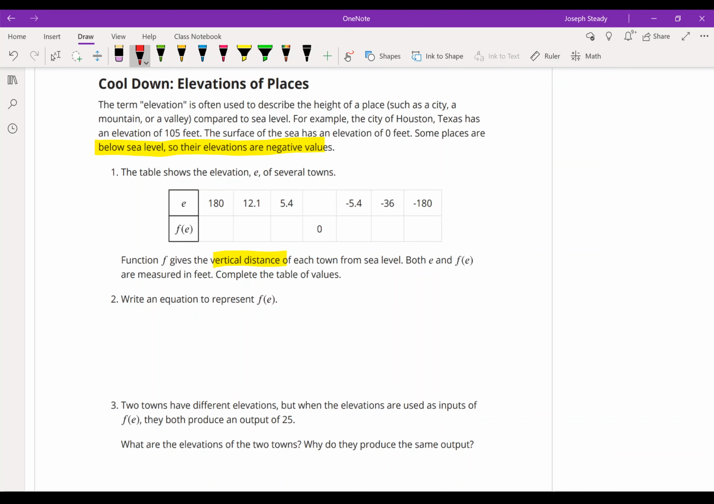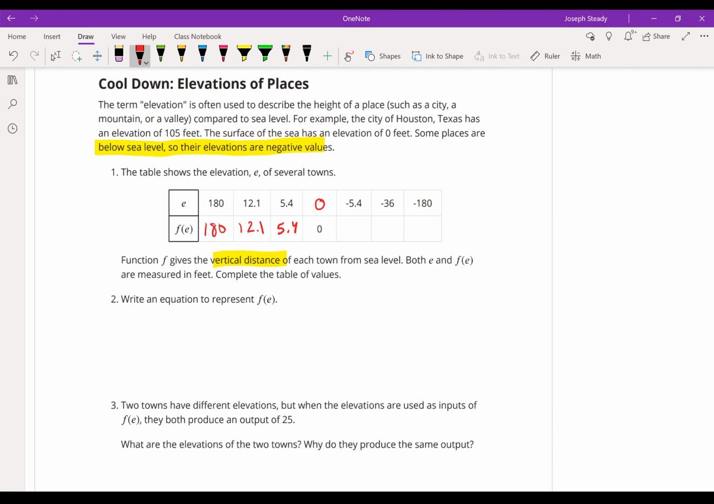So when we go out there and look at these problems, if a town, or city, is 180 feet above sea level, its distance from sea level is 180 feet. Same thing goes for 12.1. Its distance above sea level is 12.1. Same thing goes for 5.4. If a town is 0 distance from sea level, its elevation must be 0.